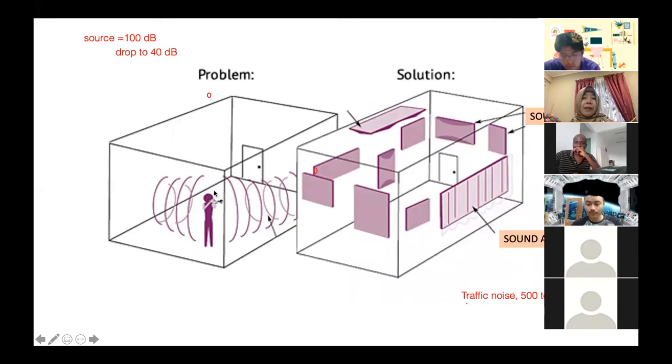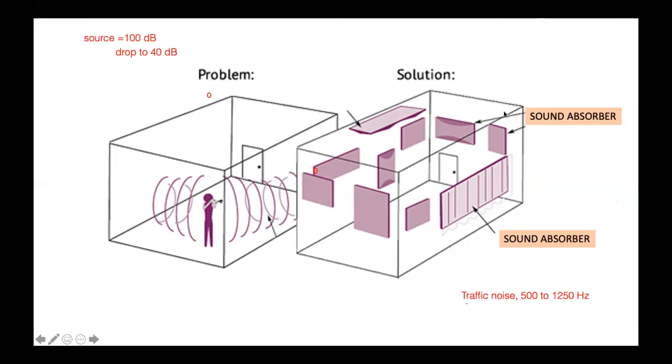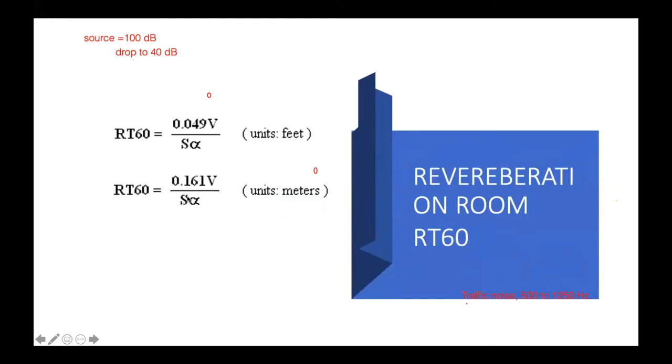It's basically for a room. Let's say we have a lecture room or any room. If it is very reverberant, it has a noise problem in terms of echo. Therefore, the solution is by putting in sound absorber, shown in this diagram. You can put the sound absorber here at the top, at the four walls, at the ceiling, but it must be calculated. We must know the absorption value alpha of the material, and also the surface area.